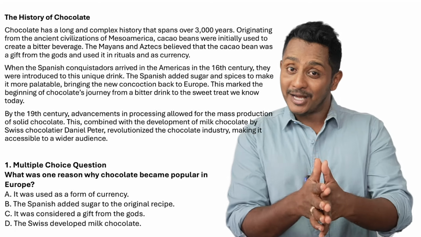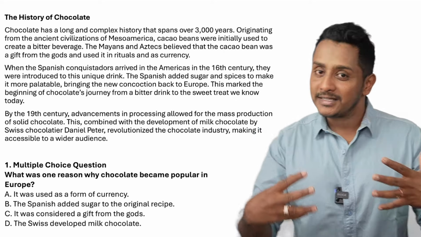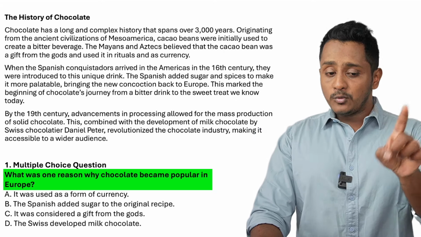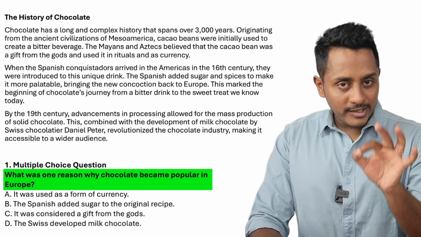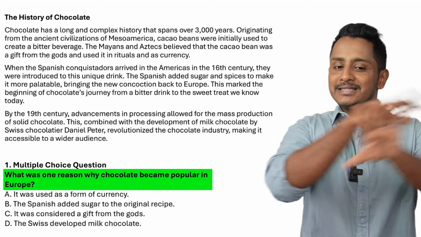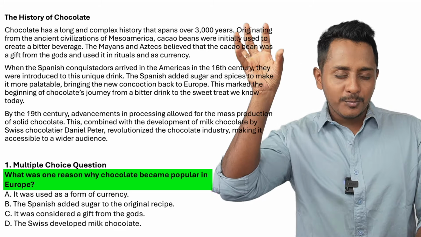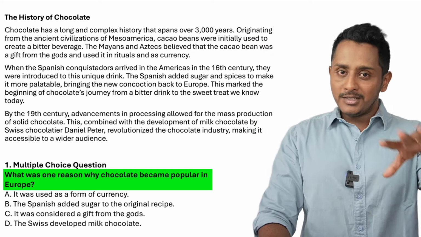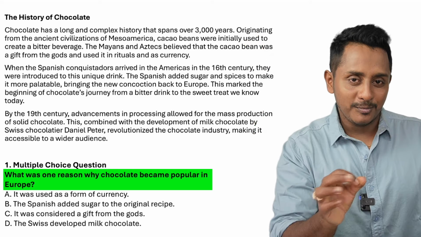Alright, let's understand how to do this. See, it's all about consciousness. You read the question: what was one reason why chocolate became popular? That's a keyword: in Europe. That means you have to now skim the paragraph with the word Europe in your mind. That's called scanning. You skim it for the word Europe in the entire text.